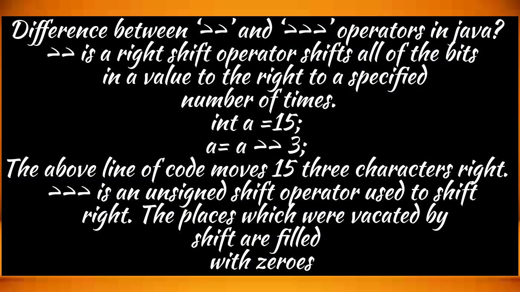Now triple greater than is an unsigned shift operator used to shift right. The places which were vacated by the shift are filled with zeros.